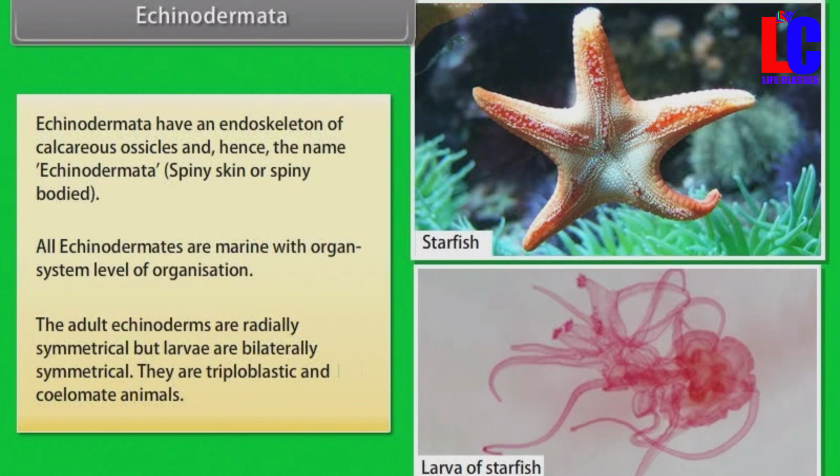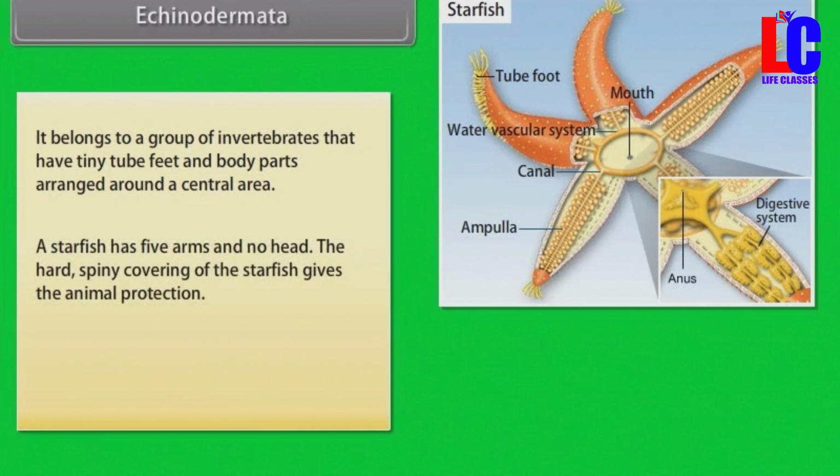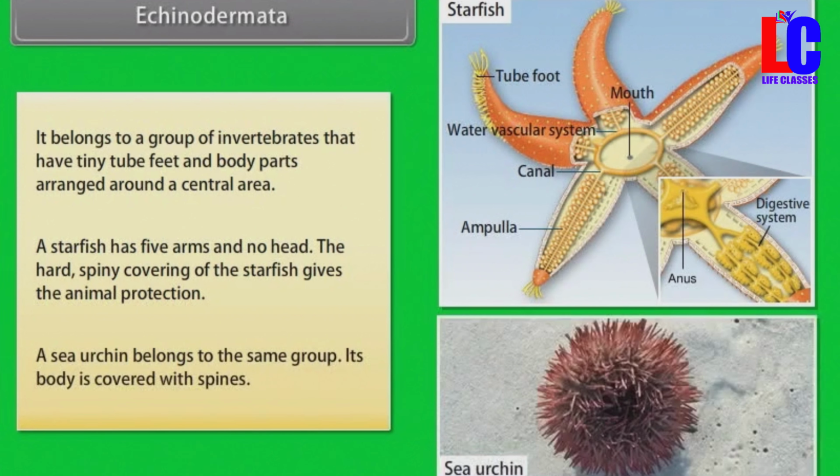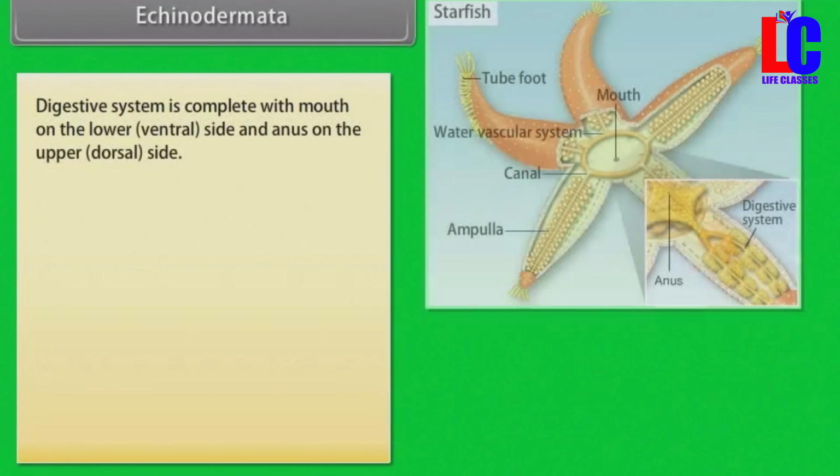It belongs to a group of invertebrates that have tiny tube feet and body parts arranged around a central area. A starfish has 5 arms and no head. The hard spiny covering of the starfish gives the animal protection. A sea urchin belongs to the same group. Its body is covered with spines. Digestive system is complete with mouth on the lower ventral side and anus on the upper dorsal side.